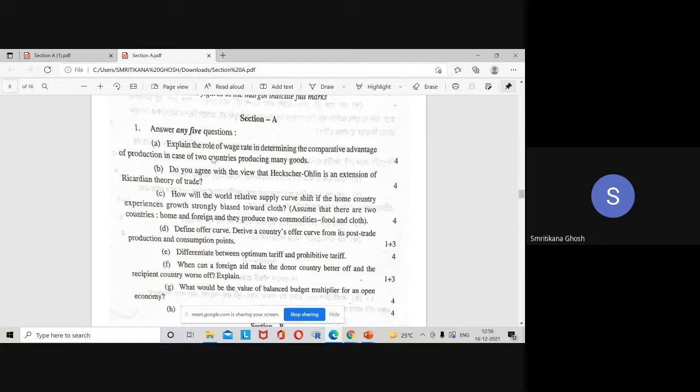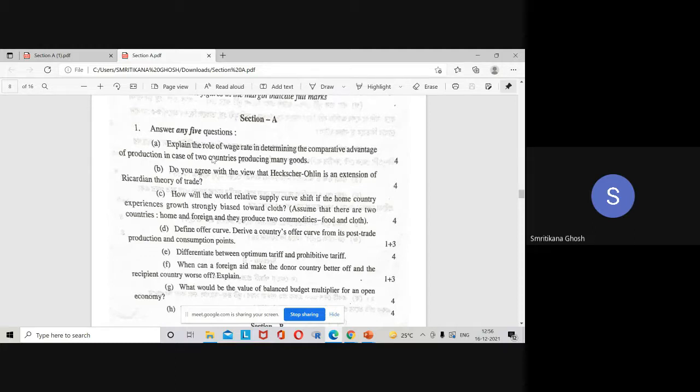Ricardian theory is not talking about the factor price equalization. It stopped only at the price difference and the international terms of trade. It stopped here. But in case of HO, we are extending that analysis up to the factor price equalization. So obviously, it is an advancement over the Ricardian theory.